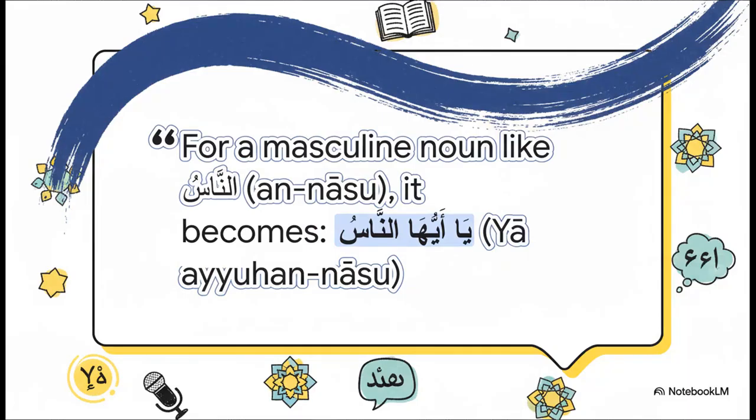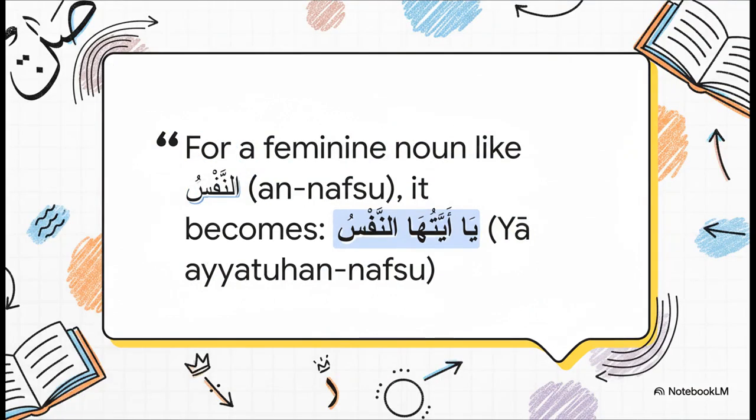So let's see what that looks like. If you want to call out to the people, an-nasu, which is a masculine noun, you slide ayyuha in right after ya. And what you get is the famous phrase, ya ayyuhan nasu, which means, oh, you people. And for a feminine noun, like an-nafsu, the soul, you use the feminine helper word, ayyatuha. This gives you, ya ayyatuhan nafsu.